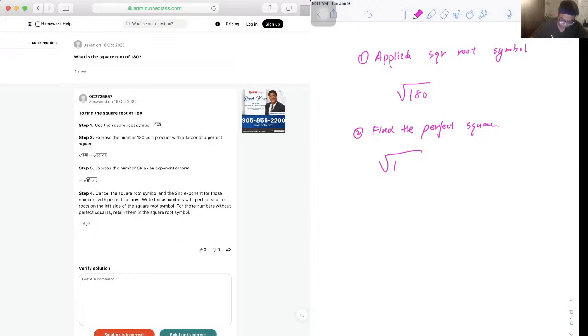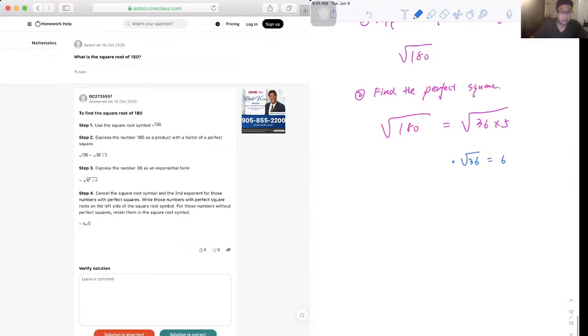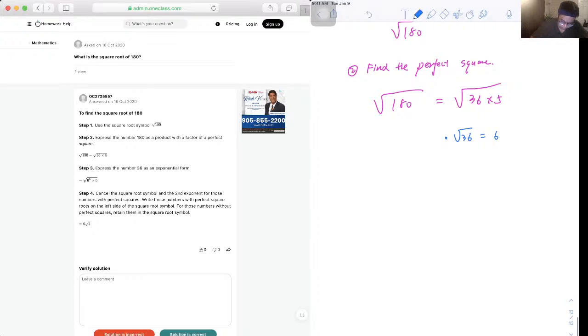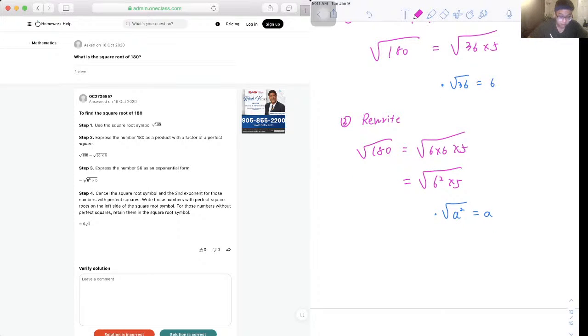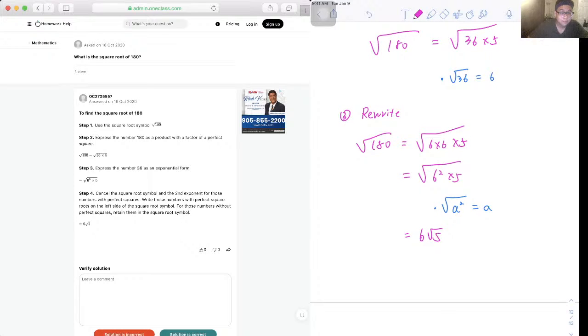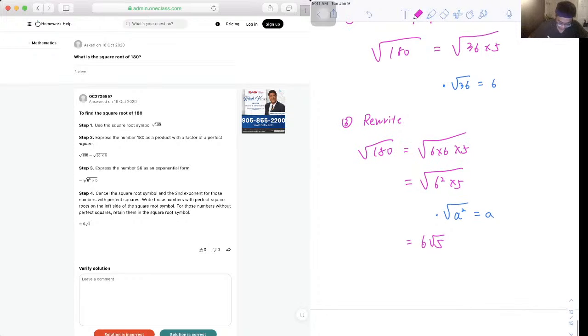And we know that 180 is equal to 36 times 5. And recall that root 36 is just equal to 6, right? So now we can rewrite this: root 180 is equal to root of 6 times 6 times 5, which is equal to root of 6 squared times 5. And recall that the square root of something squared will just be equal to the number itself. So therefore, we can take the 6 out, and we will have 6 root 5. So that will be our final answer.